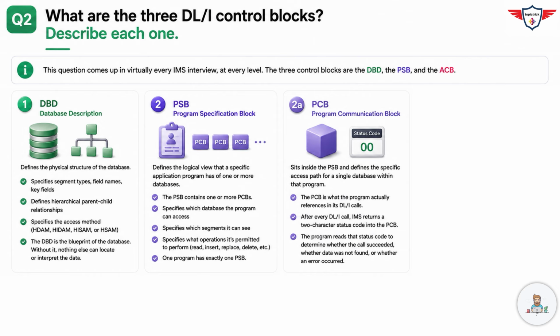It specifies the segment type, the field name, the key fields, and the hierarchical relationship between the parent and the child segment. And of course, the access method being used, for example, HDAM or HIDAM. So in a nutshell, the database description, or DBD, is basically the blueprint of the database.